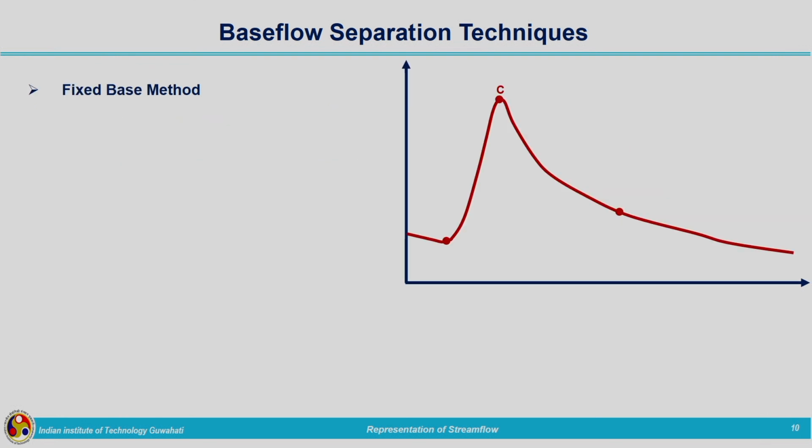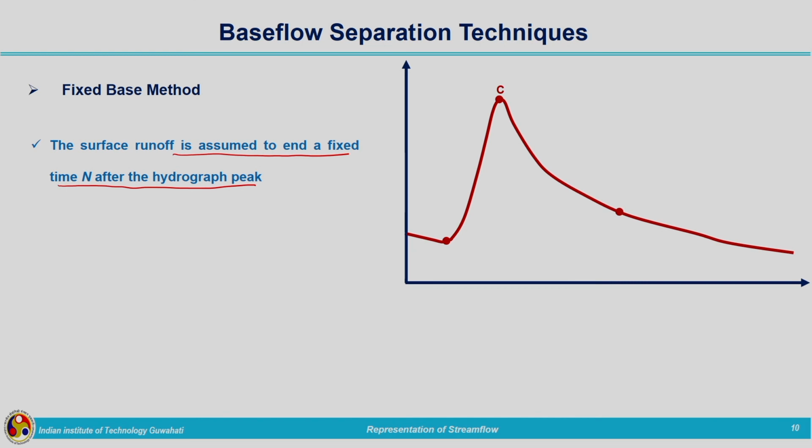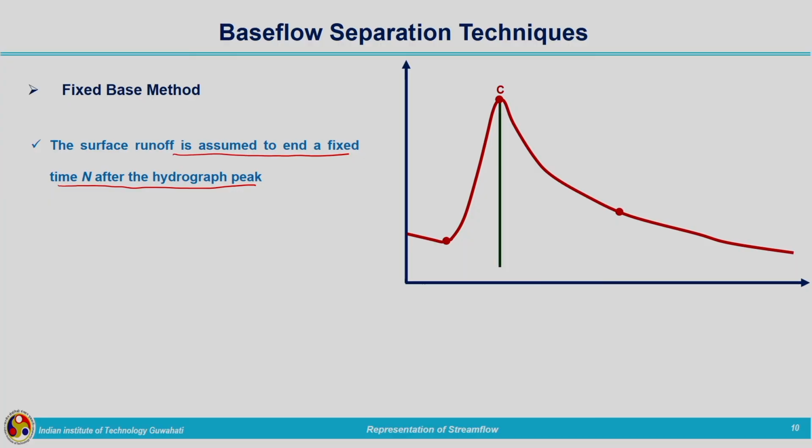So, now in the case of the fixed base method, the surface runoff is assumed to end at a fixed time n after the hydrograph peak. When the hydrograph peak is occurring, the entire catchment is contributing water towards the outlet point. So, then we may be getting a flat peak or sharp peak depending on the storm characteristic and also the basin characteristics. So, the storm runoff will be stopped after a fixed time from the peak. Let us see that schematically.